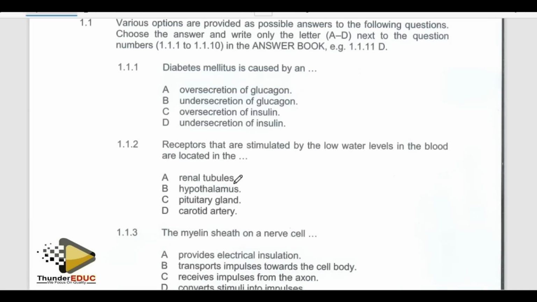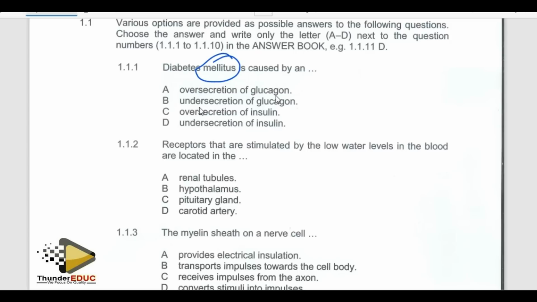Let's start with the first question. It's about diabetes. They're saying that diabetes mellitus, as I usually tell you from our distinction material, when you talk about diabetes, you have to talk about mellitus. Don't just say diabetes. Diabetes mellitus or diabetes insipidus. Diabetes of sugar and diabetes of water. So this is diabetes of sugar.